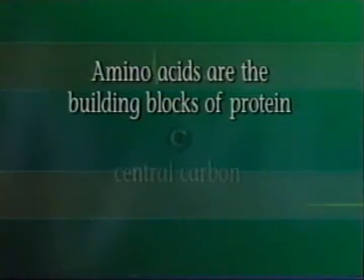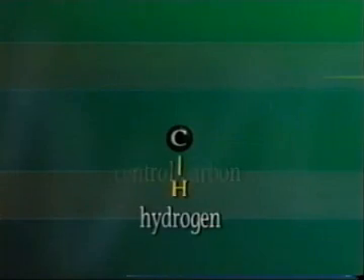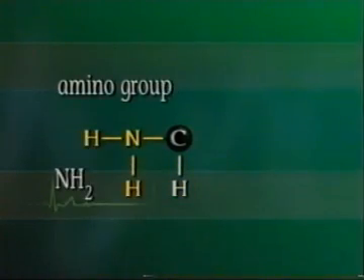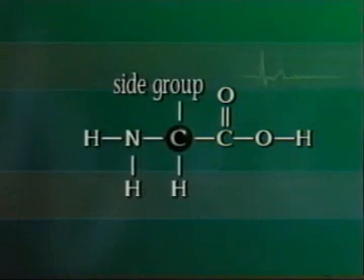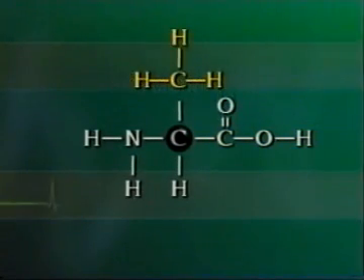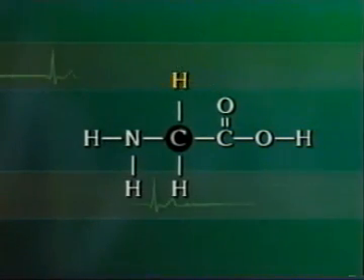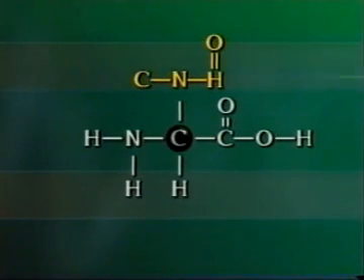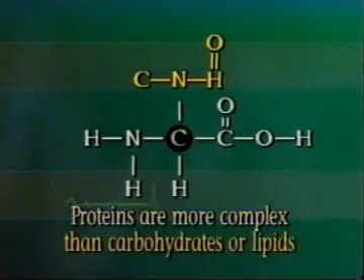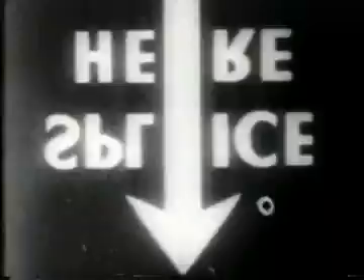Chemically speaking, they have a central carbon atom, C, with a hydrogen, H, an amino group, NH2, an acid group, COOH, and a side group. This side group or side chain is the only thing that changes in the chemical structure to make up one of the 20 common amino acids. That makes proteins more complex than either carbohydrates or lipids.